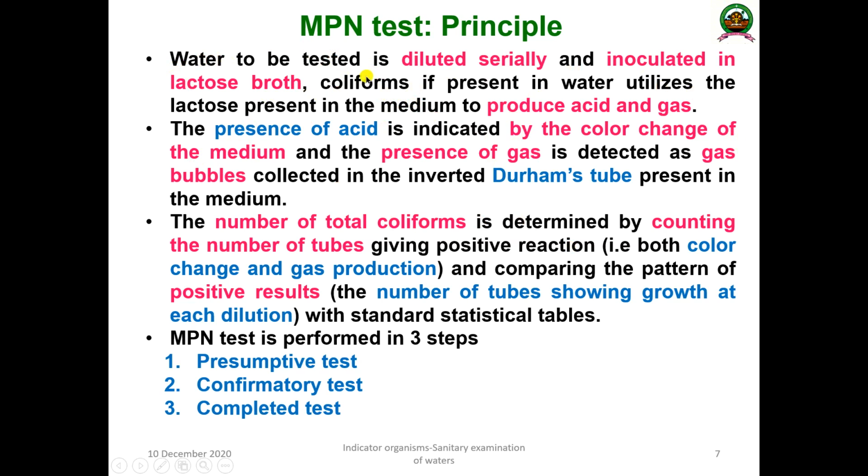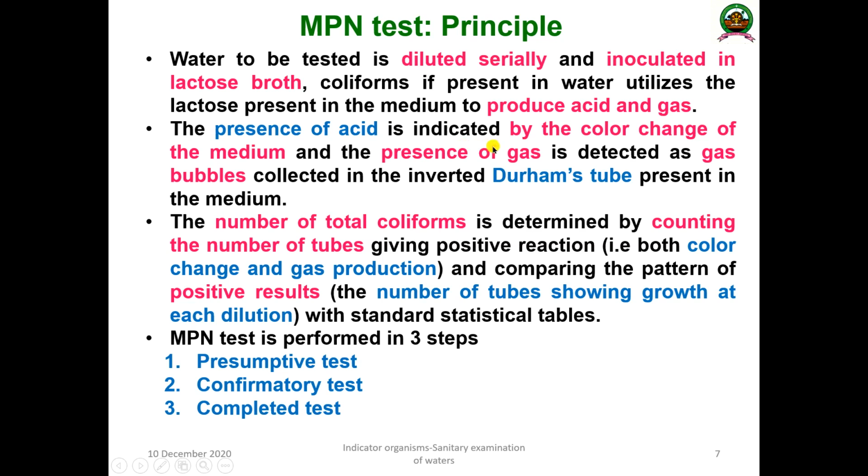Then comes the interesting thing you can see. If coliforms are present in the water, the lactose already present in the medium is fermented and they produce acid and gas. You know that if you drink contaminated water, you immediately have gastric problems. Why does it happen? The bacteria enter the body, utilize carbohydrate and produce acid and gas. That is why you have dehydration, loose motion and gastric trouble, gastroenteritis.